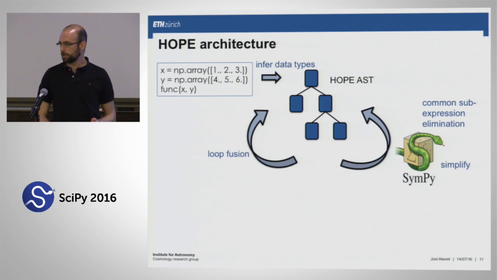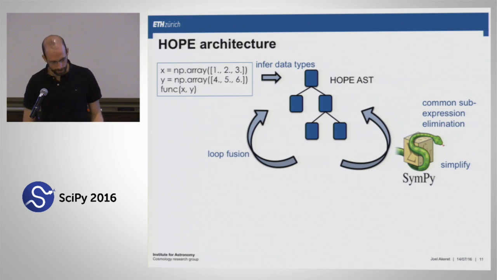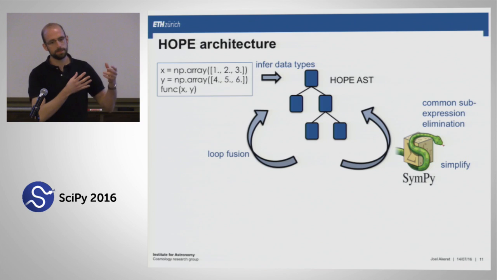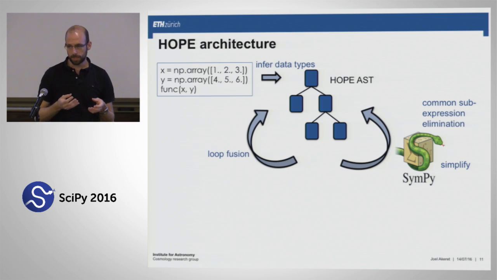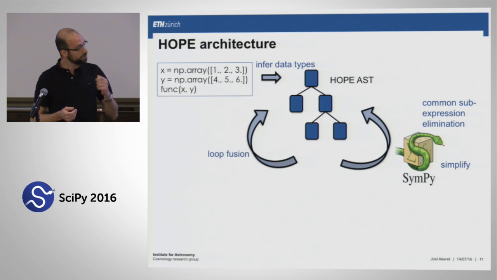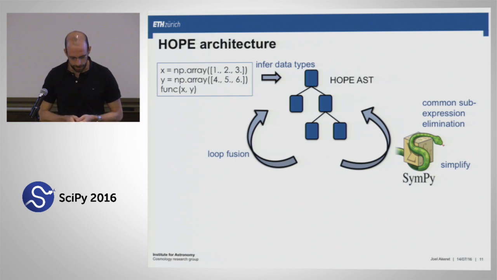Another thing that we can do is work with SciPy. For those who don't know SciPy, it's a symbolic math library. It's fantastic. It's really cool. You should check it out. What we do is take this Hope abstract syntax tree, translate it into something that SciPy understands, and simplify your equation on the run while we're compiling your application.